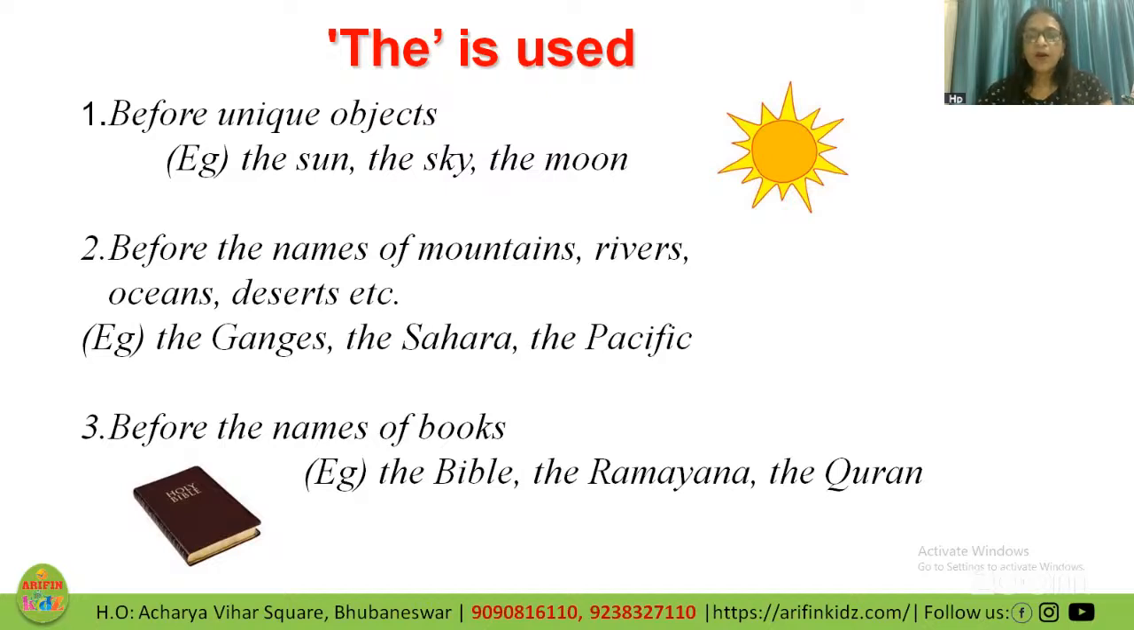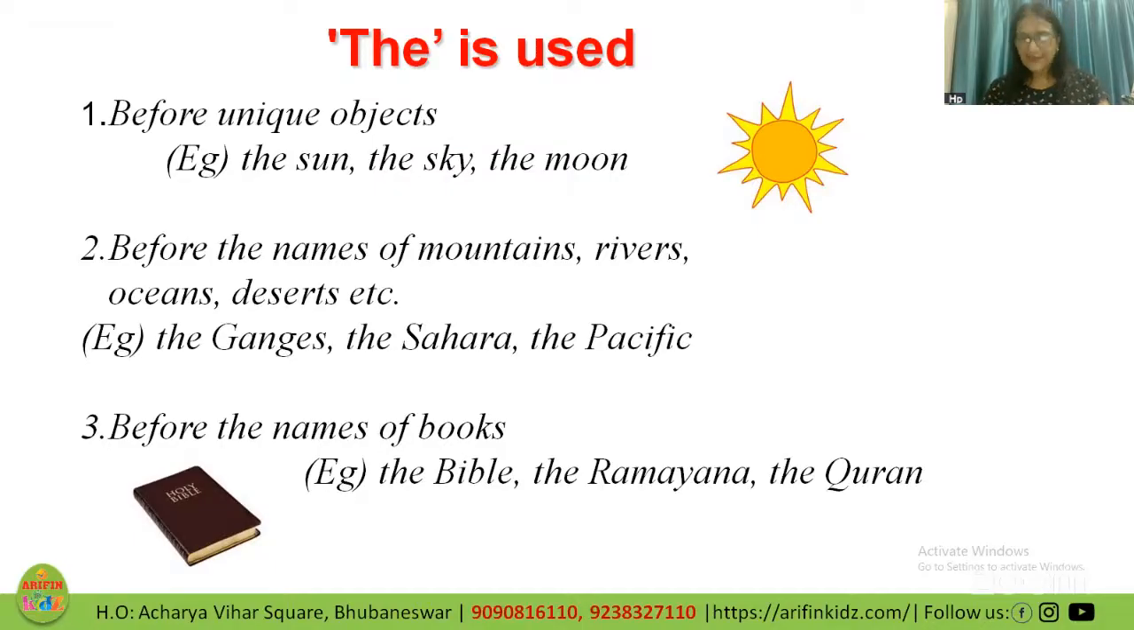There is a tree near our school gate. This is the first sentence. There is a tree near our school gate. Second sentence, the tree is very old.